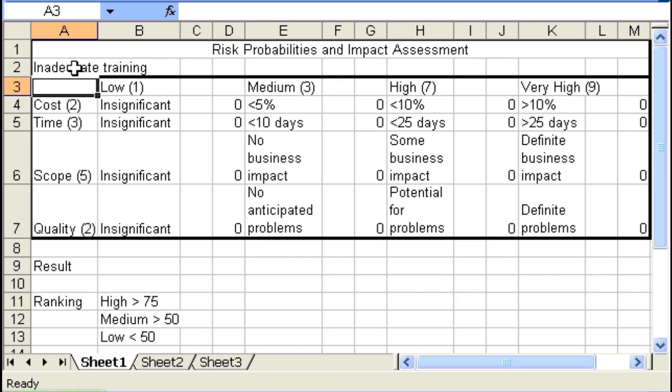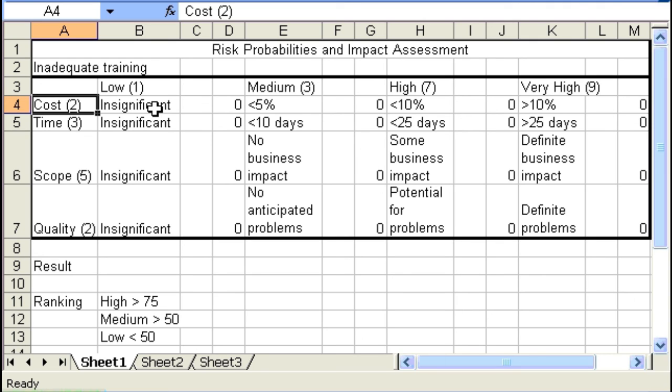So having identified the risk, we go through and complete our matrix. We analyze the impact inadequate training is going to have on cost, on time, on scope, and on quality. So in terms of cost, is it going to have an insignificant impact? No. We know we're going to have to do additional training, which means additional costs.